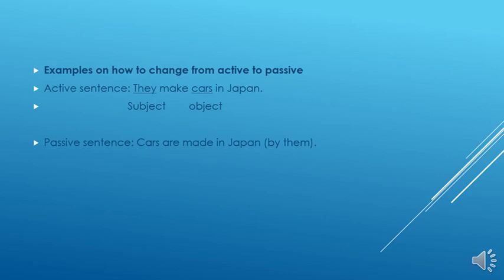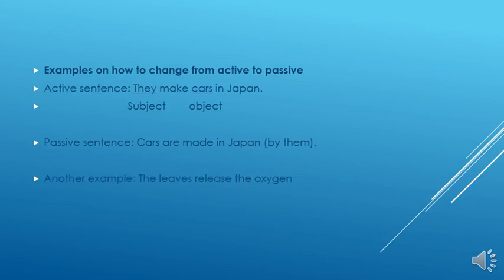Of course, this is optional for you guys if you want to add who did the action. In this case, we know that those people did it. In other cases, we might not. So we added this between brackets by them. So the sentence would be cars are made in Japan by them. We would have another example to make the idea clearer.